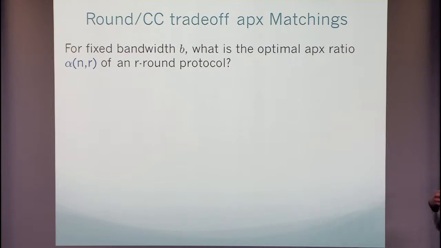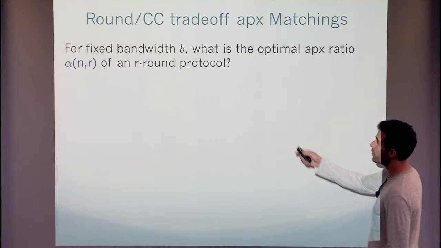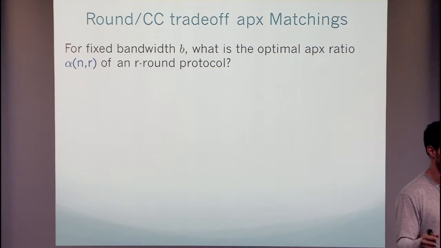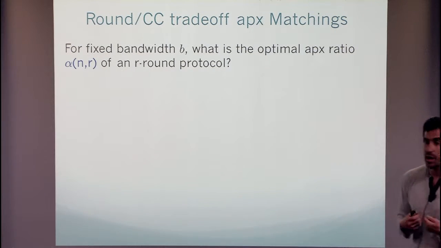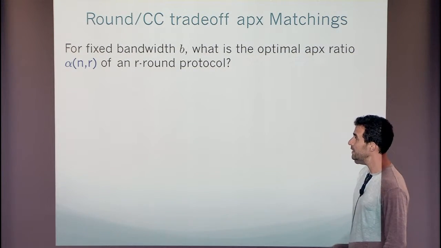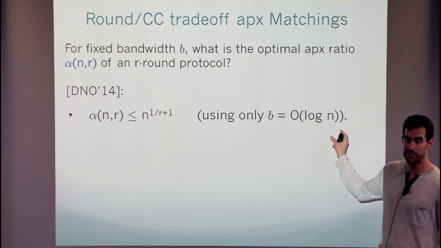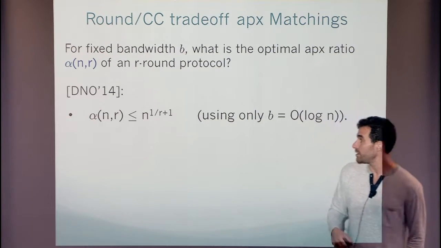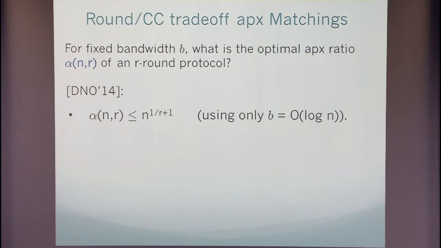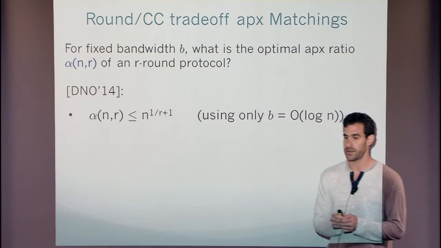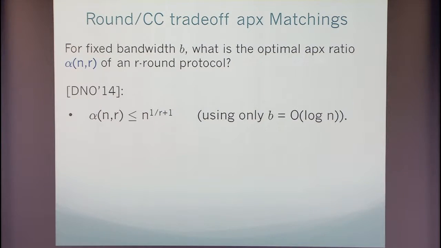And so at this point, the natural question is the following. Suppose we fixed the bandwidth, which is usually determined by the nature of the protocol. What is the optimal approximation ratio of an R-round protocol? So Dobzinski, Nisan, and Oren showed that using only logarithmically many bits in each round, one can obtain an n to the 1 over roughly r approximation. And this bound is obtained by the most natural protocol, in which each player at each round just reports a random item in his demand set which was not already taken.